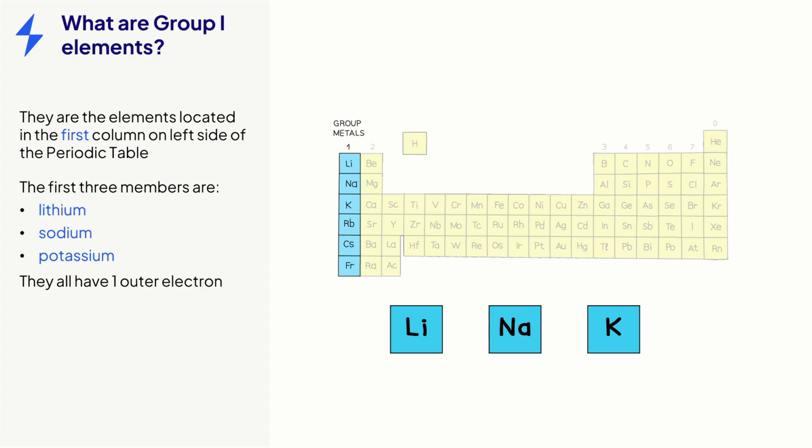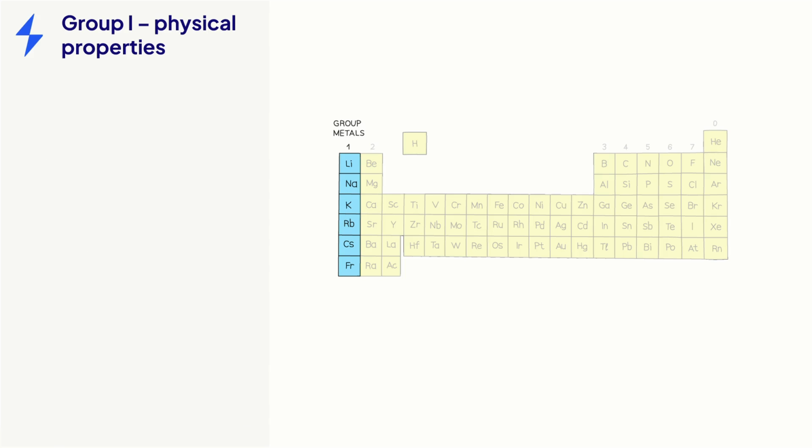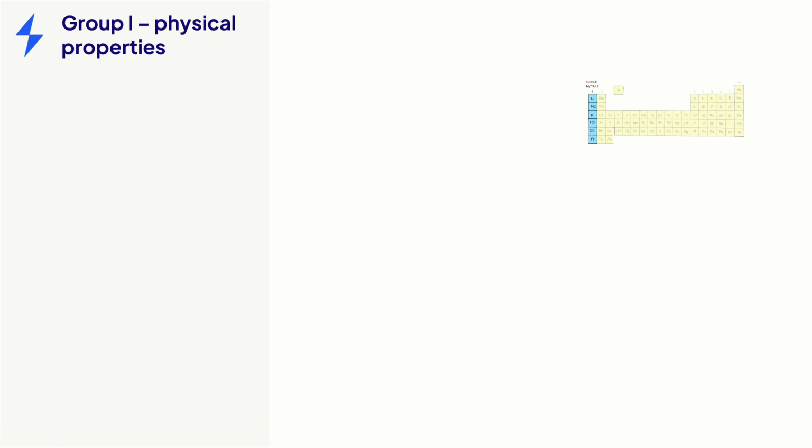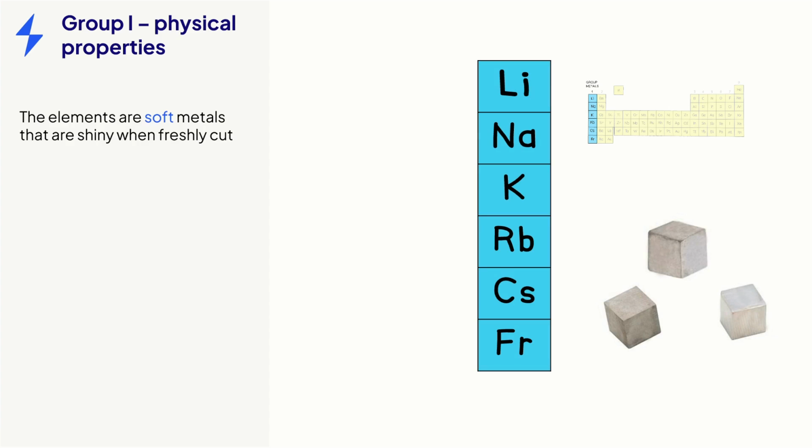They react in a similar way as they all have one electron in the outer shell. The common name for the group is the alkali metals, and they are the most reactive metals in the periodic table. You can tell that they are metallic elements by their shiny, silvery appearance when they are freshly cut and the fact that they can conduct electricity.